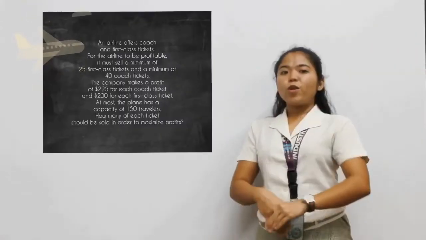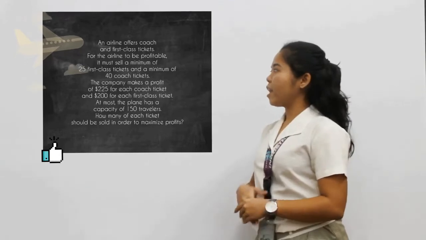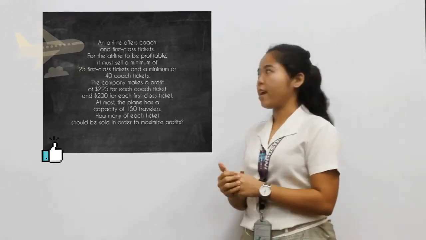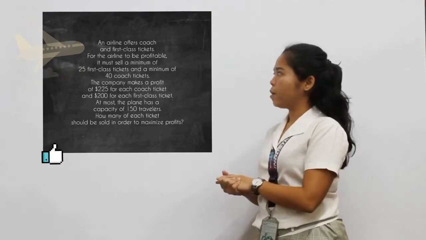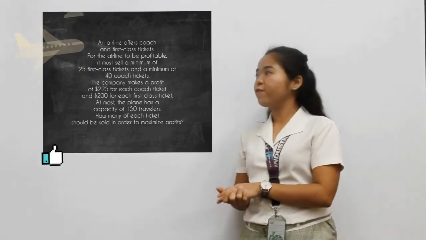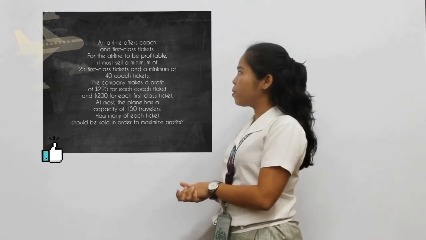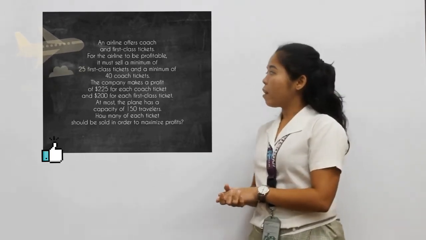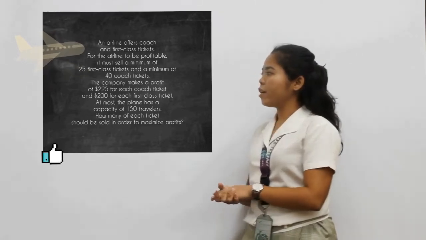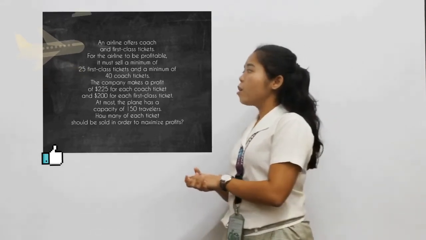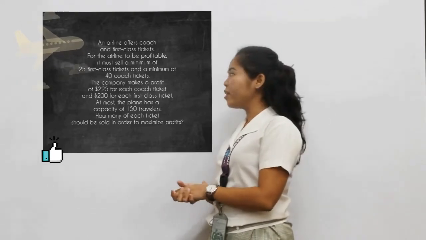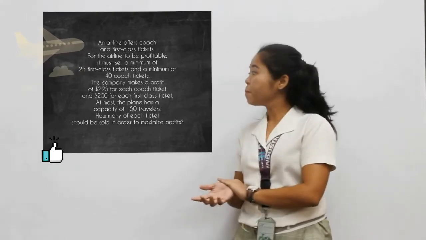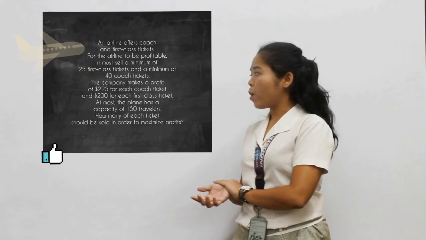In this video, first example: an airline offers coach and first class tickets. For the airline to be profitable, it must sell a minimum of 25 first class tickets and a minimum of 40 coach tickets. The company makes a profit of $225 for each coach ticket and $200 for each first class ticket. At most, the plane has a capacity of 150 travelers. How many of each ticket should be sold in order to maximize profits?